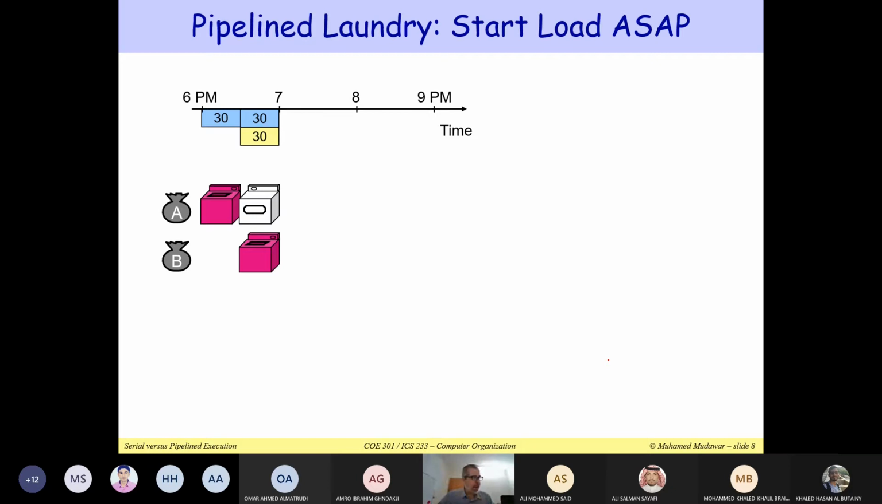That's really the idea of pipelining. So I can start B as soon as possible. You don't really have to wait for A to complete because B is not related to A and the washing machine is empty. And then at 7 p.m., B has finished on the washing machine, A has finished on the dryer. Now what I need to do is empty the dryer. So I can take load A out of the dryer. The dryer will be empty. I can move B from the washing machine into the dryer. I can start C on the washing machine.